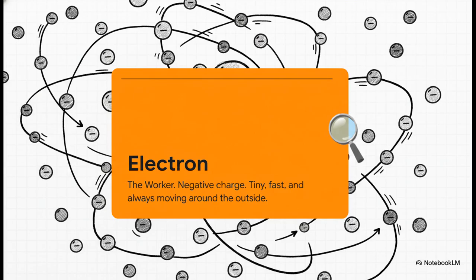And then, there's the electron. These are the workers, just buzzing with negative energy, and they are constantly zipping around the construction site. They are incredibly tiny and unbelievably fast. They don't stay in the center with the bosses. Instead, they orbit it, creating this huge zone of activity.